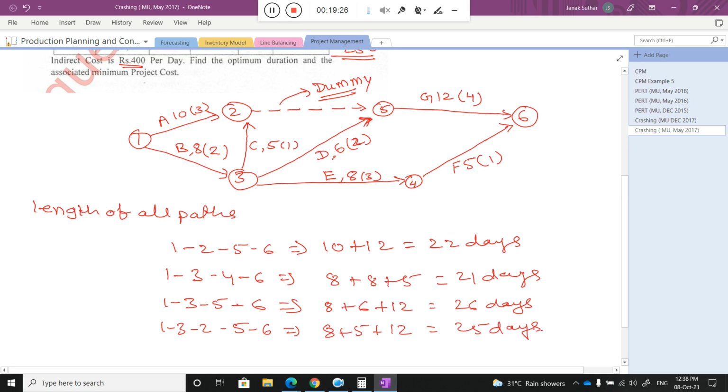So now what is the critical path and what is the minimum time duration required to complete this particular project? 26 days. Very good. So now this project is actually taking 26 days, and now we need to check whether this is optimum as per the cost or not. How to check that, we will discuss. So now the project time duration is 26 days.